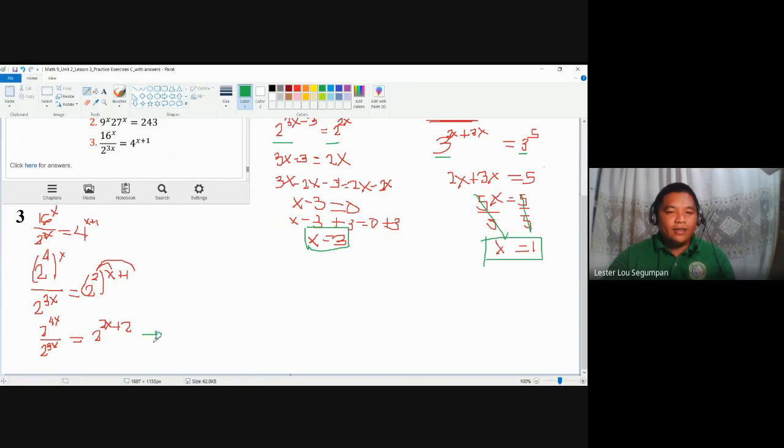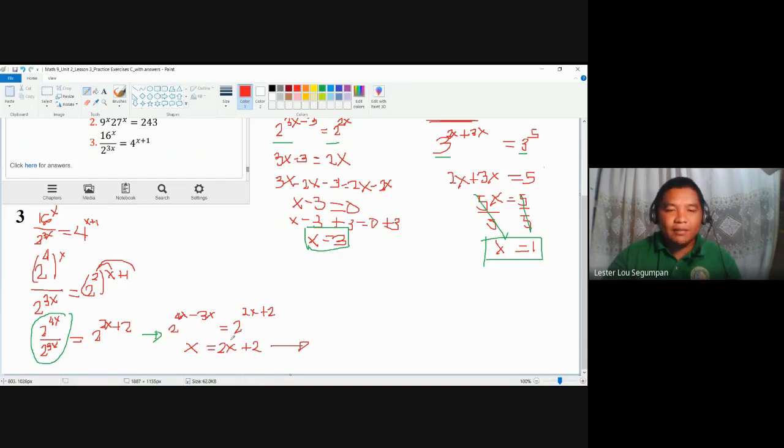Your left-hand side will use the division law. So this would become 2 to the power of 4x minus 3x is equal to 2 to the power of 2x plus 2. And then we have the same bases already. So we could have the expression 4x minus 3x, which is simply x, is equal to 2x plus 2. I already subtracted 3x from 4x.